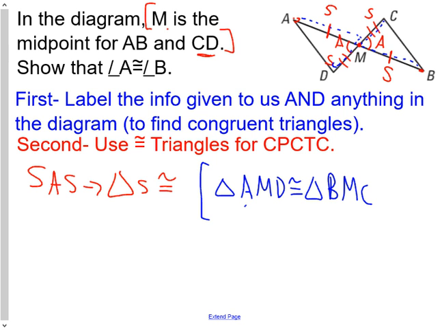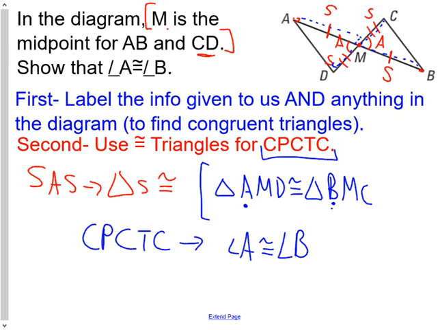And now based on this statement, I can get congruent angles. From that statement, we can use that corresponding parts of congruent triangles are congruent. This is basically saying, by definition of congruent triangles, right, because now we have triangles congruent, by definition of congruent triangles, angles A and B should be congruent, or are congruent, actually.